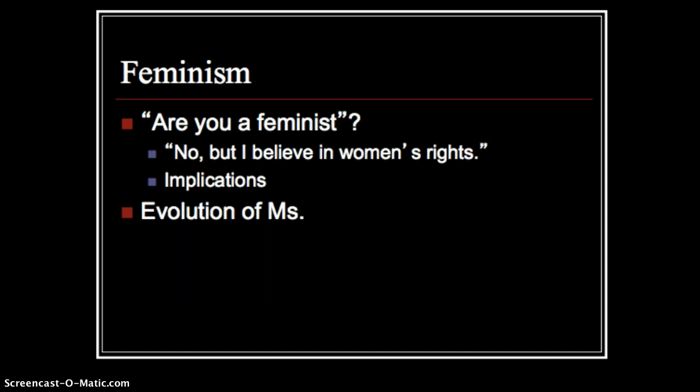So when someone asks you, are you a feminist, I want you to think twice about it. Think about the implications of saying, no, I'm not a feminist, but I believe in women's rights. What do you think that does for the feminist movement? I personally think it undermines the feminist movement and really does a disservice to women who are trying to stand up for gender diversity and gender rights. So just think about it.